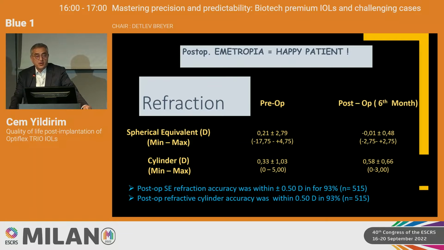For every trifocal IOL, you have to aim for post-op emmetropia to have a happy patient. And in our study cohort, post-op spherical and cylinder refractive accuracy was within acceptable results for 93% of the patients.